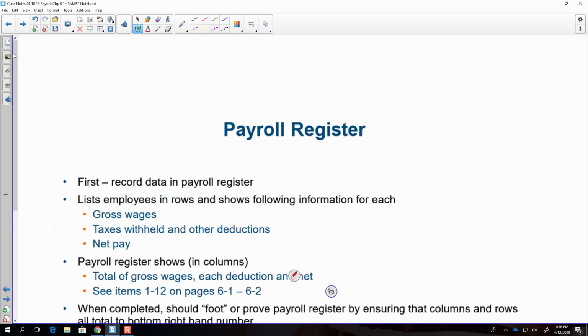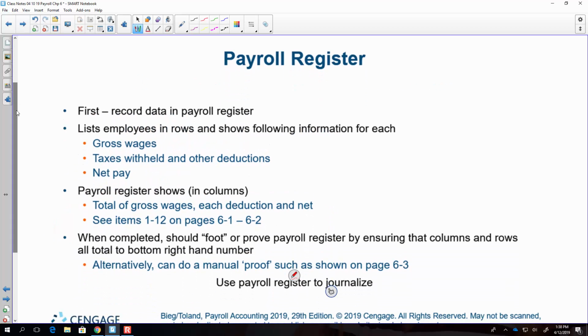So if I go forward here, first off, we have the payroll register. And on pages 1 and 2, if I go over that quickly here, it just talks about it, and there's actually a sample at the bottom of the page, pages 1, 2, and 3, and obviously you've done those before.